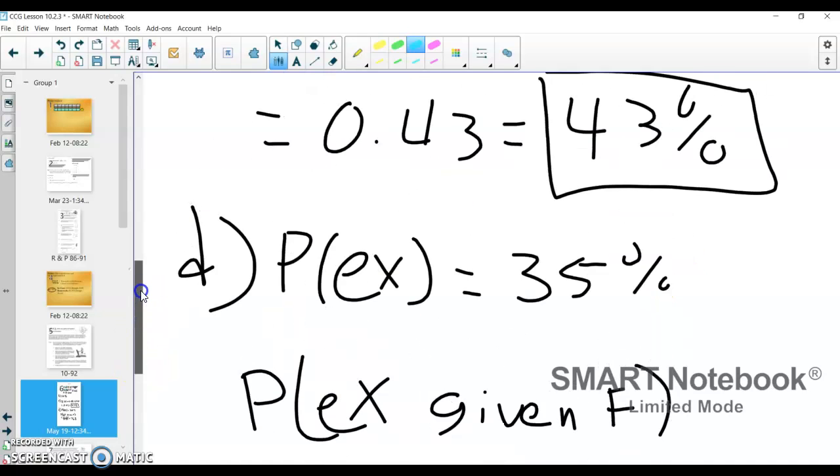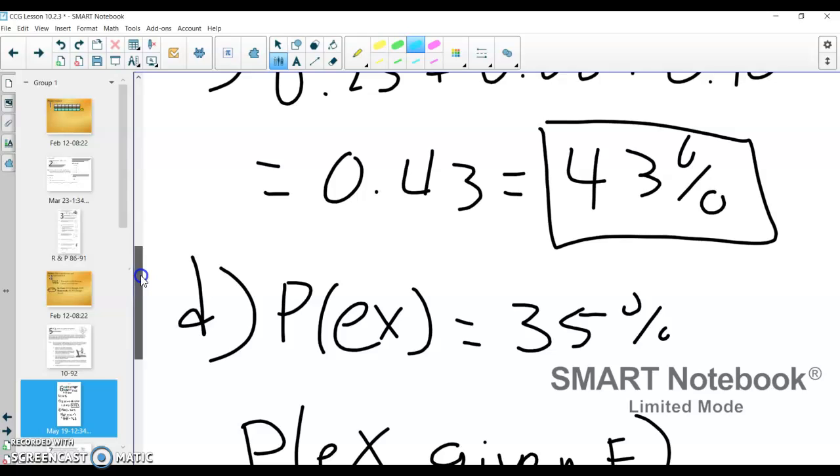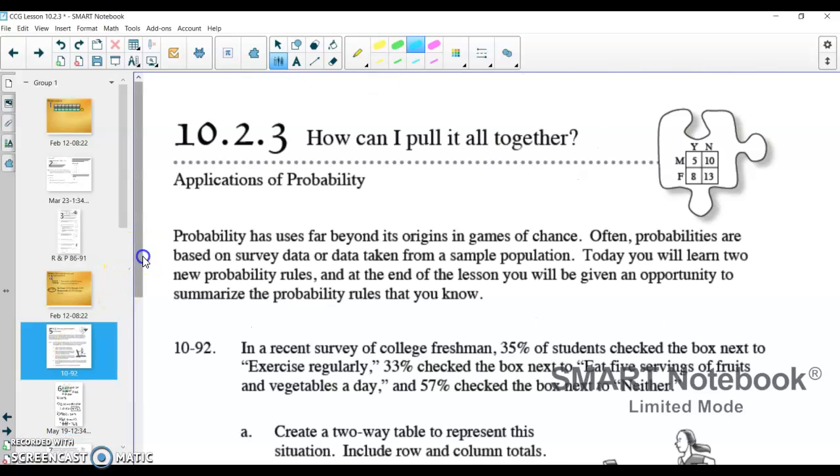So those are very different probabilities. Those are not equal, and since they're not equal, we can say that they are associated.